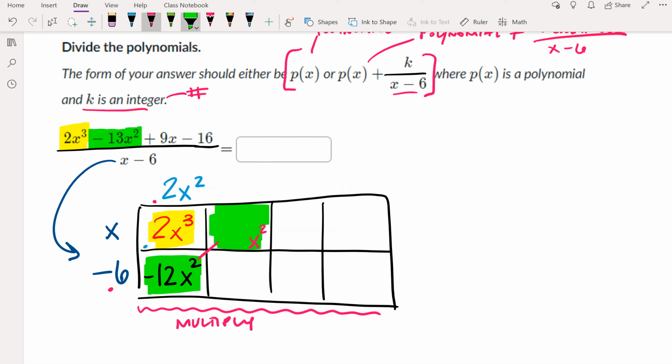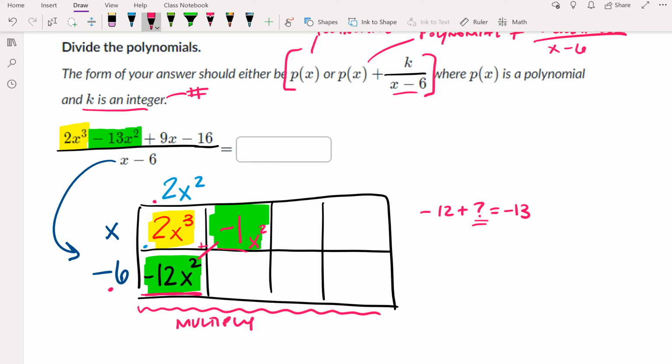That's how many we have in our numerator. So now what we need to write for ourselves is negative 12 plus what gives me negative 13. So I'm going to write that over here. Negative 12 plus what gives me negative 13, and we're trying to figure out this number. That's what's going to go in that green square. Negative 12 plus negative 1 would give me negative 13x squared.